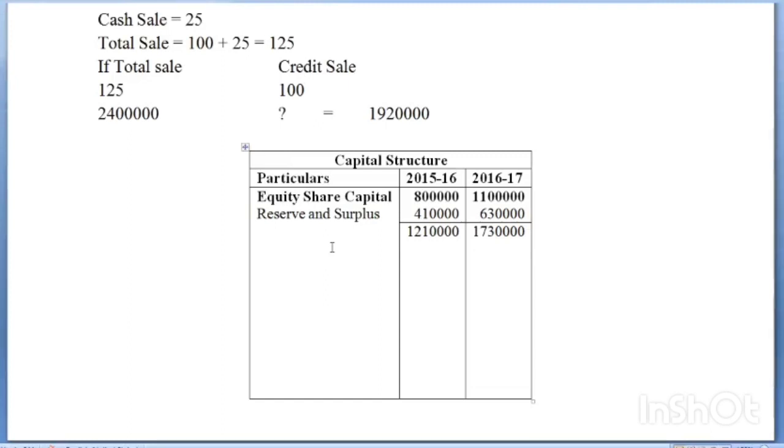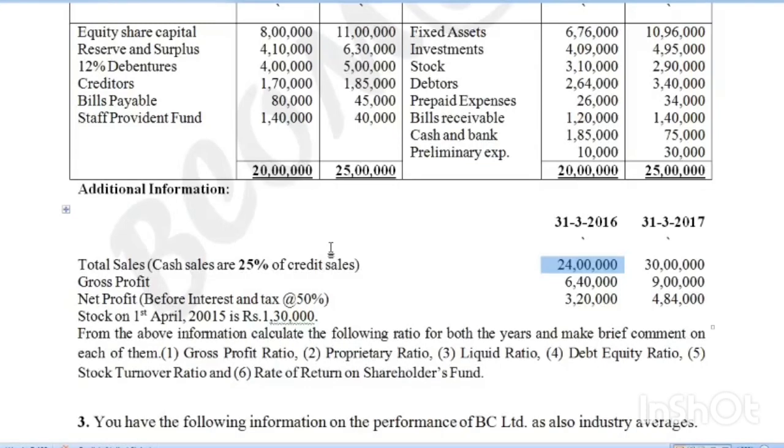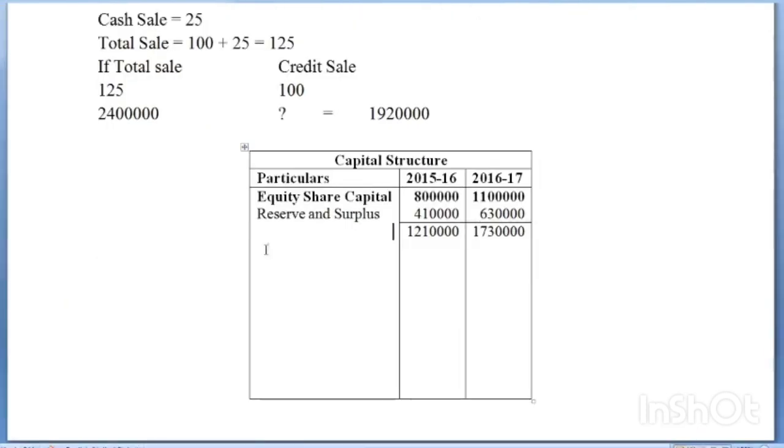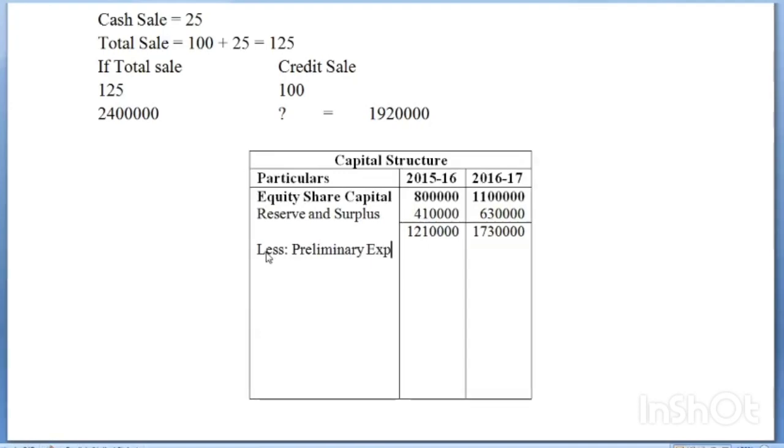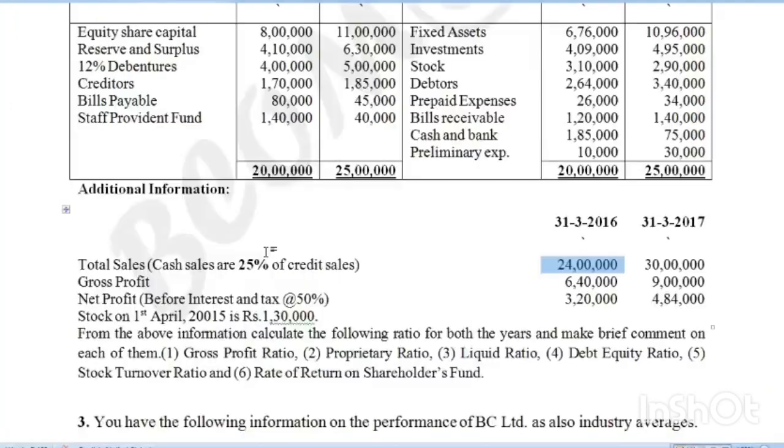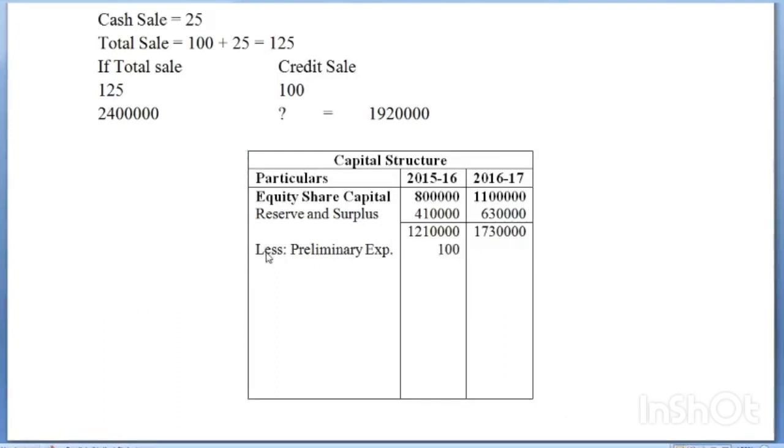Now there are fictitious assets, yes, preliminary expenses. So less preliminary expenses. Preliminary expenses given are 10,000 and 30,000. So 10,000 here and 30,000 here. And then the answer you have is known as equity shareholders fund.